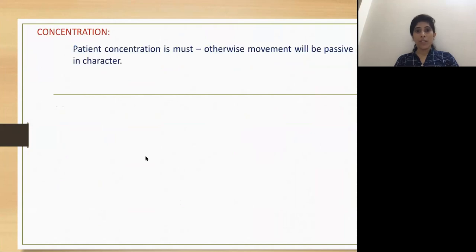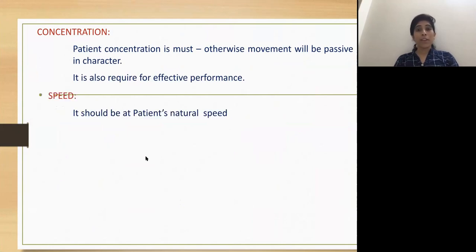So concentration, patient concentration is a must during this activity or these exercises. Otherwise, this movement will be completely passive, right? So the patient should know when we are giving the assistance and how much he is able to perform the movement. So it is required for effective performance. The speed should not be very fast. It should be at the patient's natural speed.